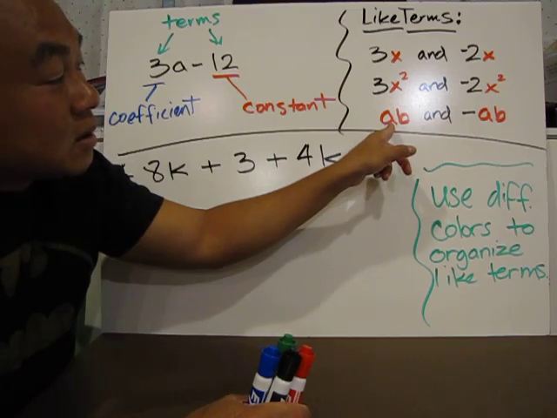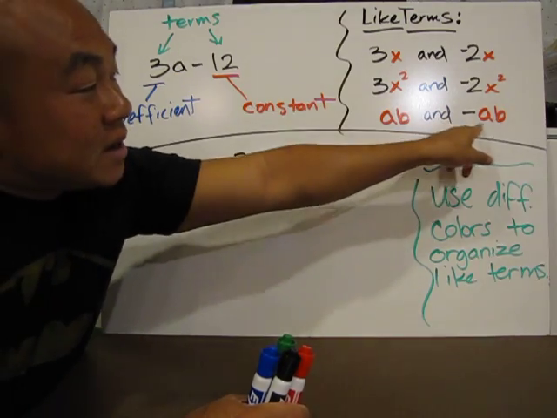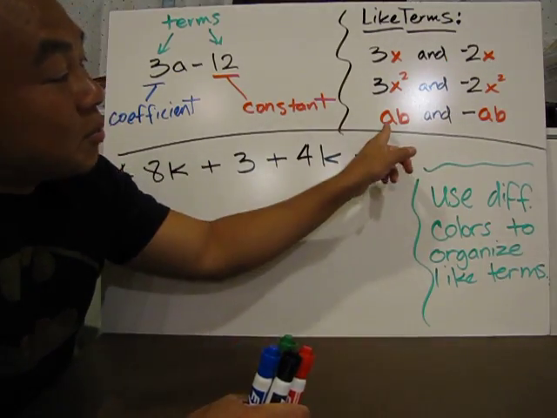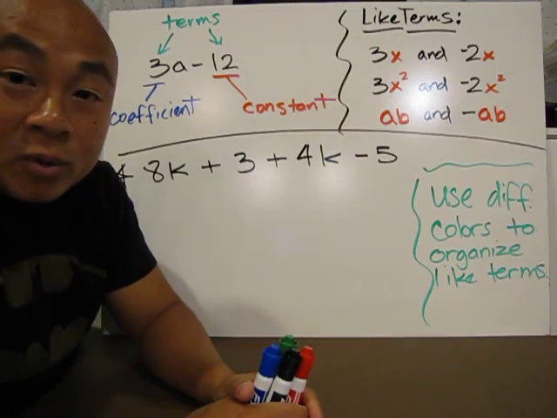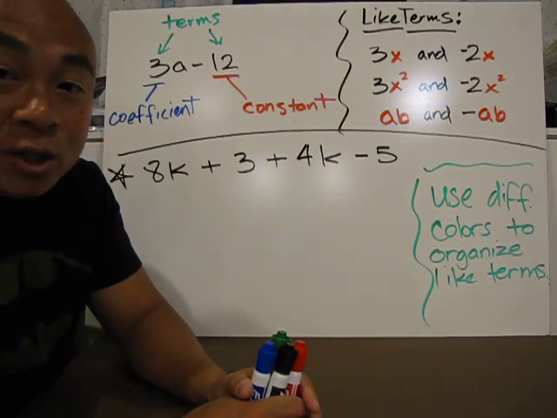Next one right here. Here I have ab and here I have negative ab. Again, both have the same variables. These would constitute like terms.